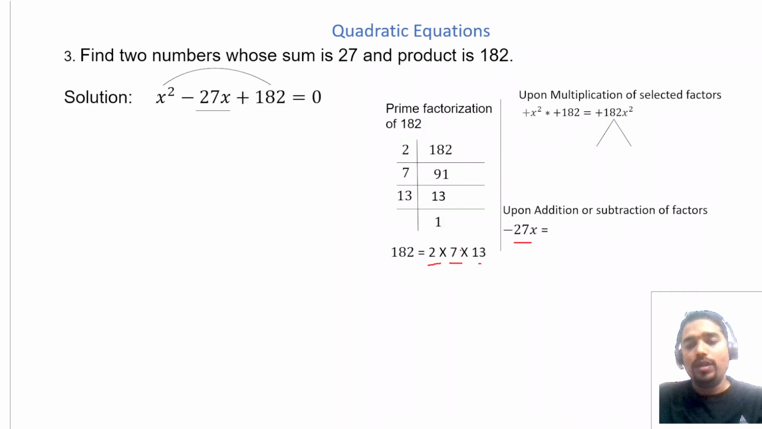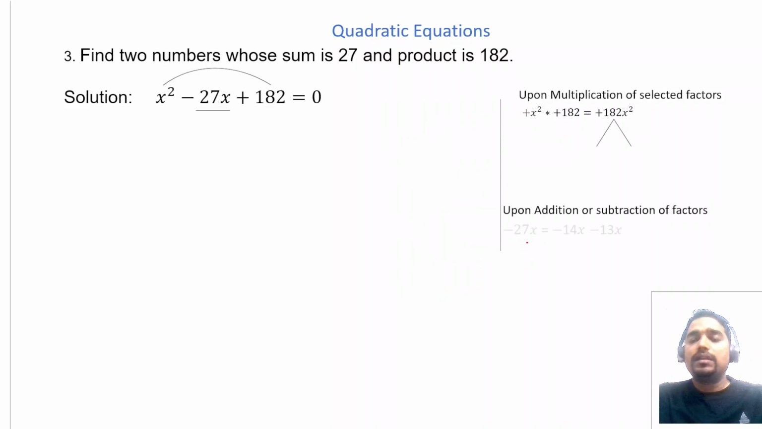Now let us see how to do that. If 2 and 7 are multiplied, then we would be getting 14. One more prime number is 13 as it is. So therefore 13 plus 14 would give us 27. Now let us see how to use these terms to get minus 27x. That is, if the selected factors are minus 14x and minus 13x, because they are both of the same sign, they would get added. That is, 14 plus 13 is 27. Also both are with minus, therefore the answer would be minus 27x.